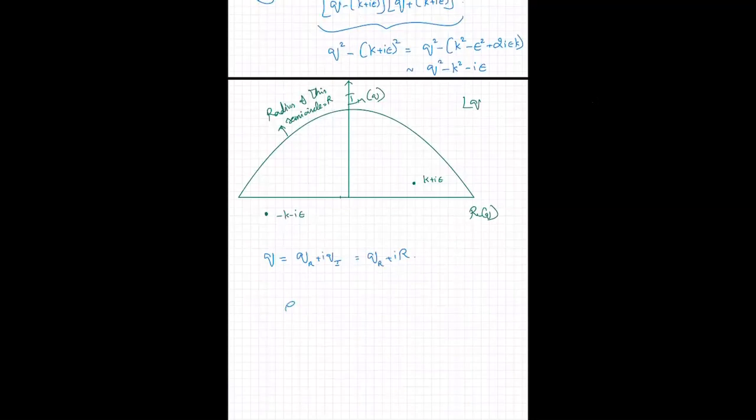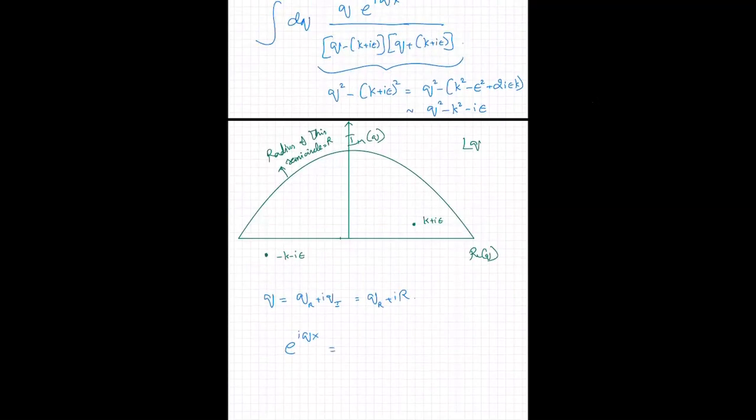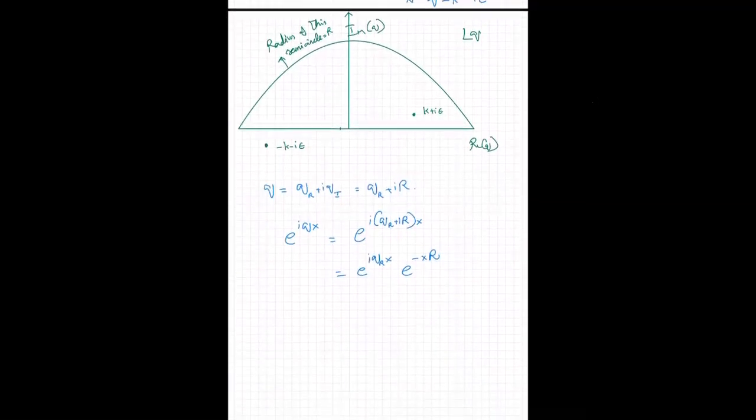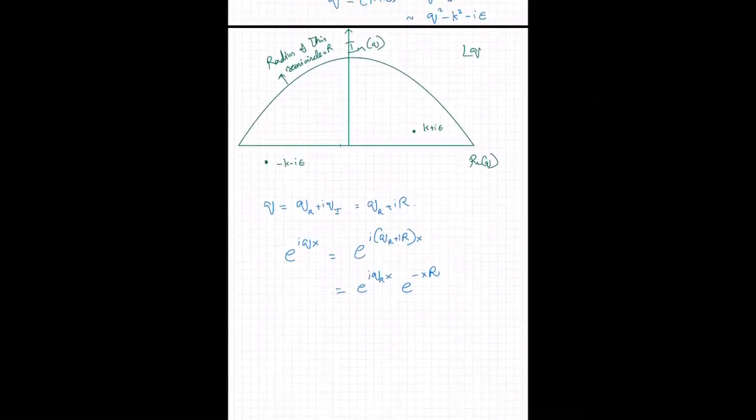The integrand has a factor of e to the i q x, which can be written as i q real plus i q imaginary x, which is e to the i q real x e to the minus x q imaginary. So if I take the radius of this semicircle to infinity and close it on the top half, I get e to the minus x r, which means the infinite contribution of the imaginary axis basically goes down to 0 because it is exponentially suppressed.